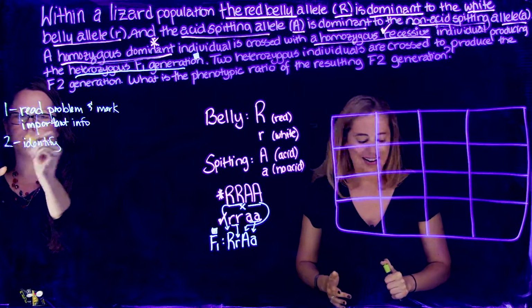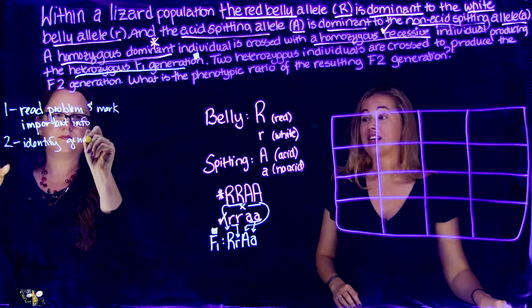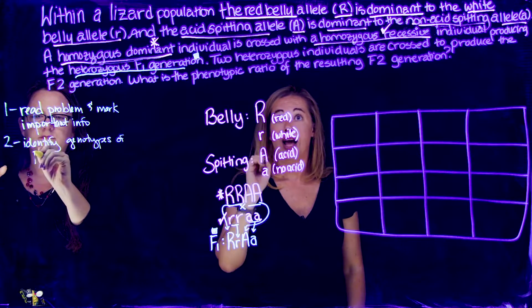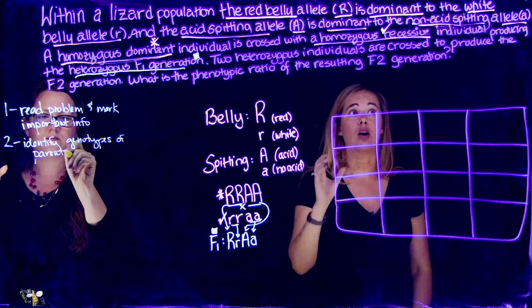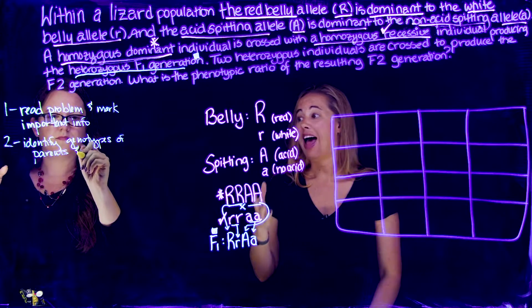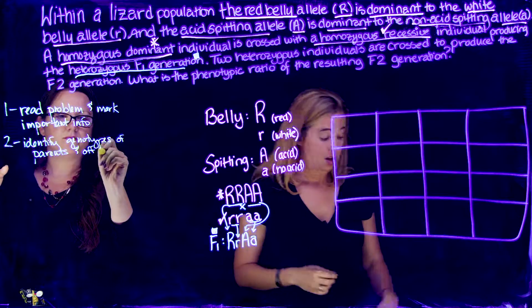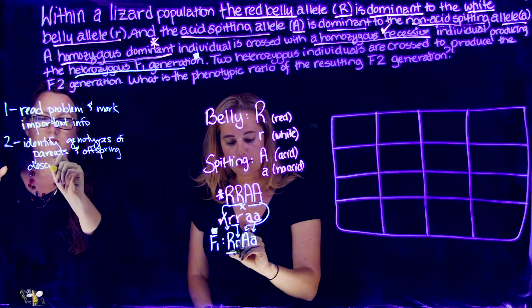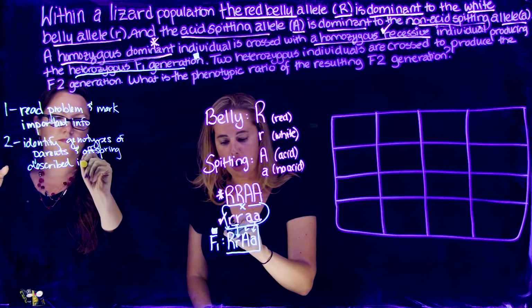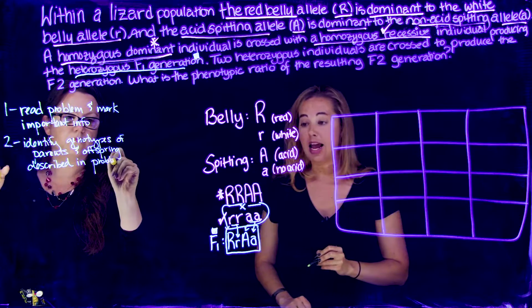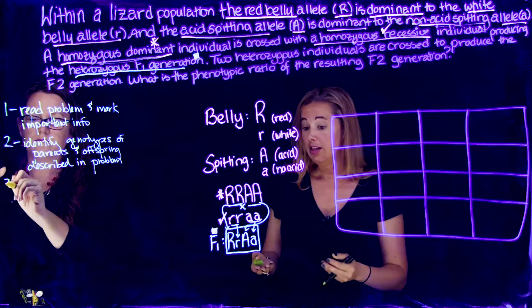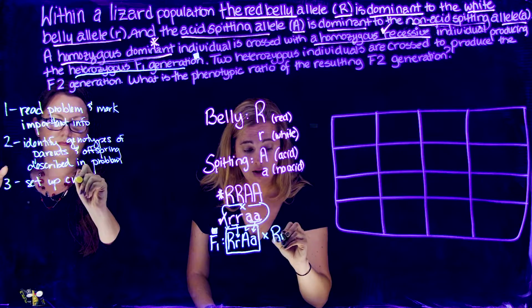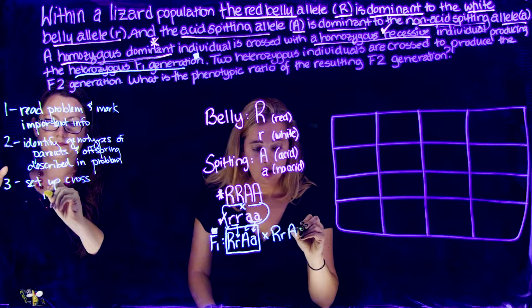But we're still not done yet, right? We're actually just getting started. So we're going to take two heterozygous individuals and cross them to produce the F2 generation. So I have to have two individuals with this capital R, lowercase r, capital A, lowercase a genotype. And then I'm going to cross them to produce the F2 generation.